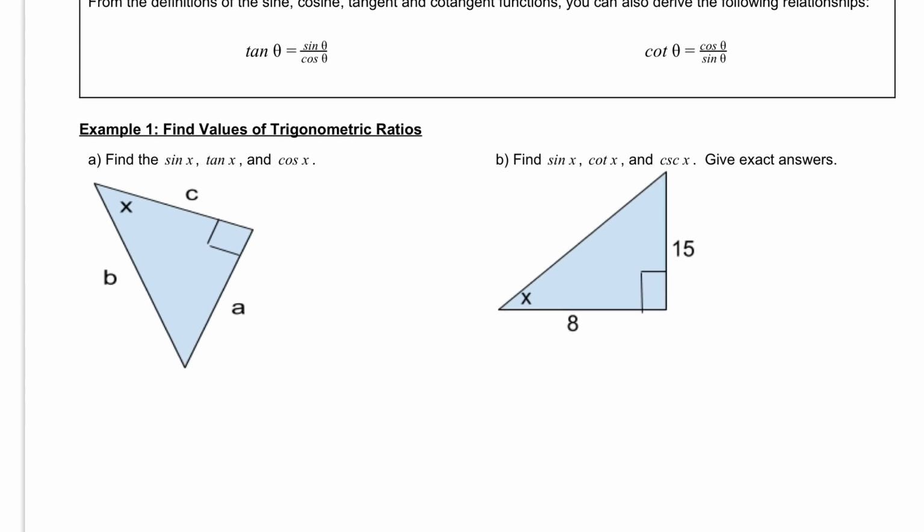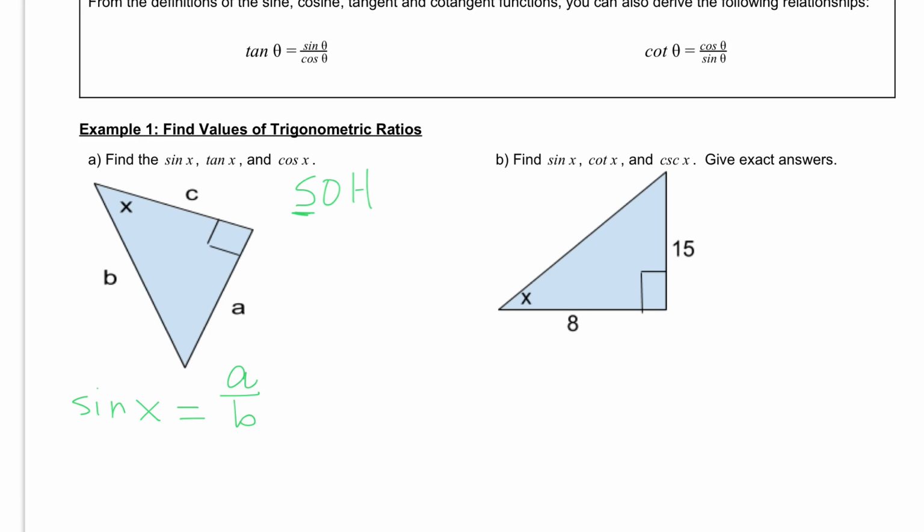Now let's take a look at example 1. In example 1, we have a triangle right here, and we want to find the sine, the tangent, and the cosine of x. So if we start with the sine of x, if we go back and think about SOHCAHTOA, the first part is SOH. S being for sine, so what we need is the opposite over the hypotenuse. So as we come to x, the opposite leg is going to be A, and my hypotenuse is going to be B. So the sine of x is going to be A over B.